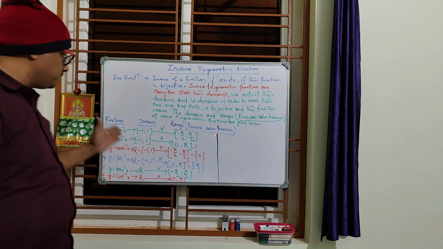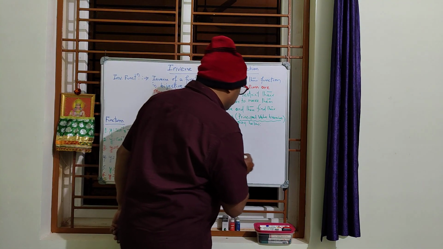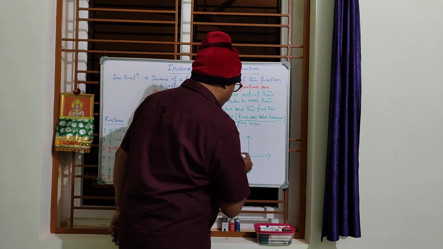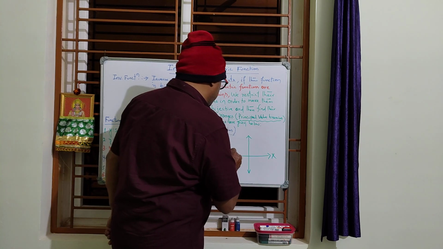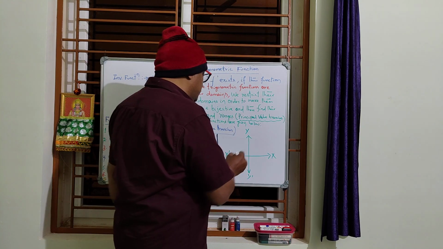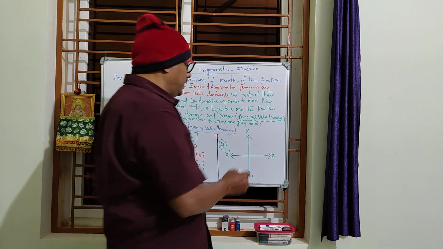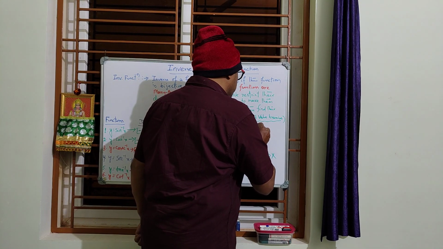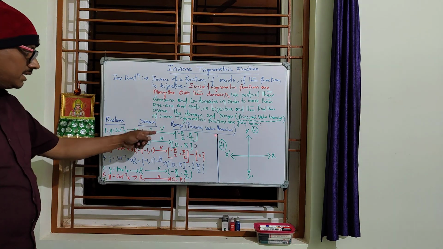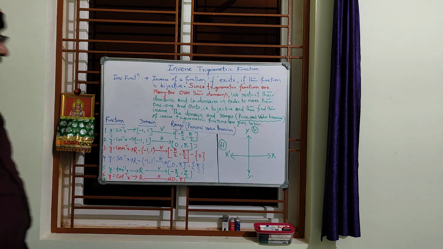The range of these inverse functions can be found with the quadrants of the coordinate plane. This is the x-axis, this is the y-axis. The x-axis is known as the horizontal axis. Horizontal stands for h, and the y-axis is the vertical axis. Vertical stands for v. So v for vertical, h for horizontal.